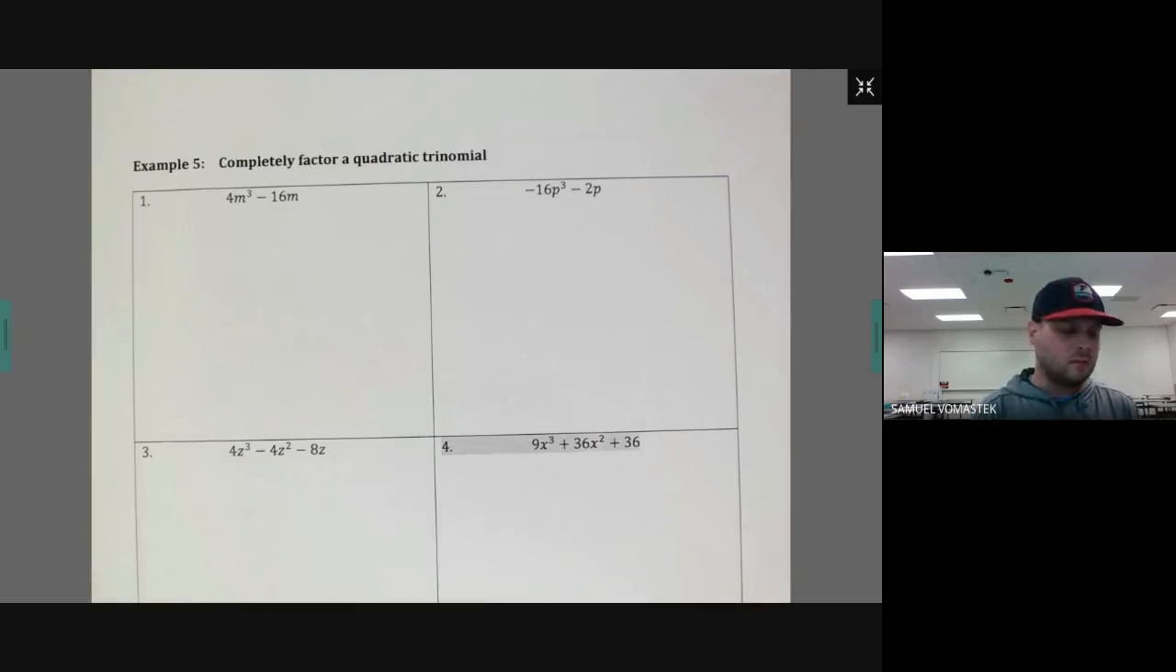All right, example 5, completely factor. So they're going to give you a bunch of different polynomials here. They want you to factor it to the fullest extent possible. So we're going to follow the same rules we talked about in example 4. First step, do I have a GCF?